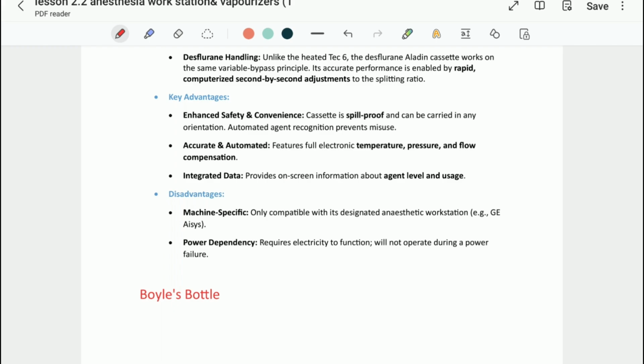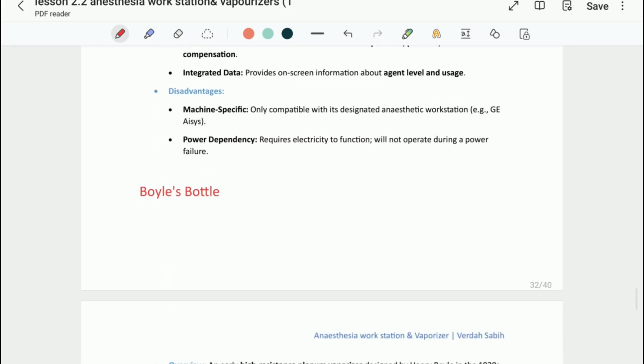The disadvantages include that it is highly machine specific, only compatible with this designated anesthetic workstation, and also power dependent, requires electricity to function and will not operate during a power failure. These are the modern vaporizers that are used. Now let's discuss some historically relevant vaporizers, or the first vaporizer systems which were used. So first of all is the Boyle's bottle.